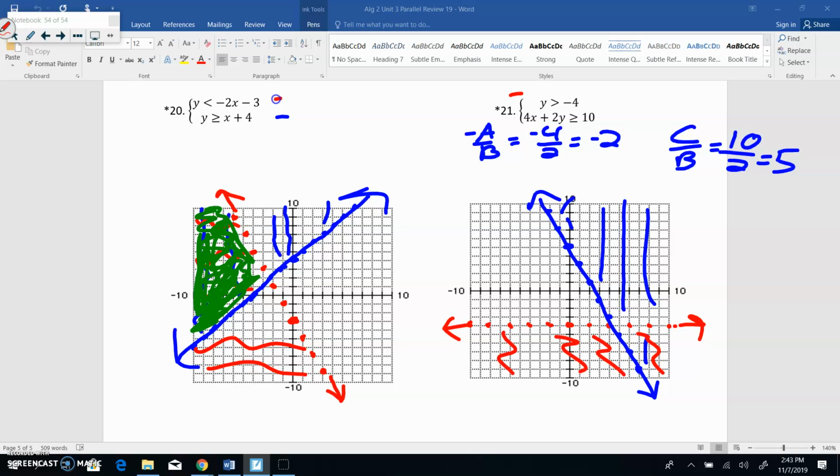Again, I am looking for where the overlap is. The overlap is in this corner, so that is where I'm going to darken my shading.